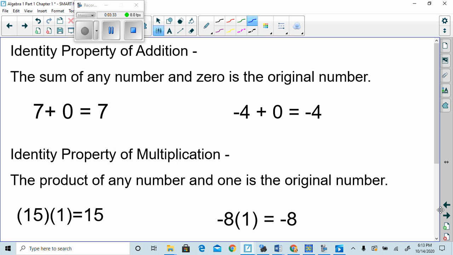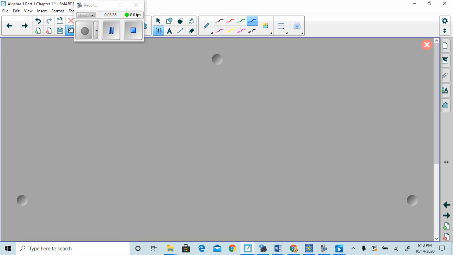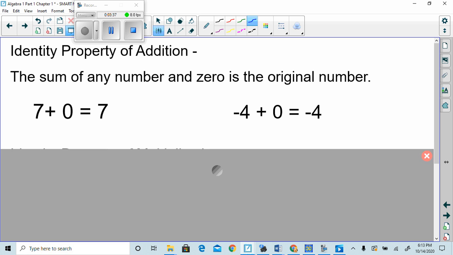Our third property today, and I'm going to look at them one at a time, is the identity property. We'll look at addition first. The sum of a number, any number, and 0 is just that original number. It doesn't change its identity when I add 0 to it. 7 plus 0, still 7. Negative 4 plus 0, once again, still negative 4.